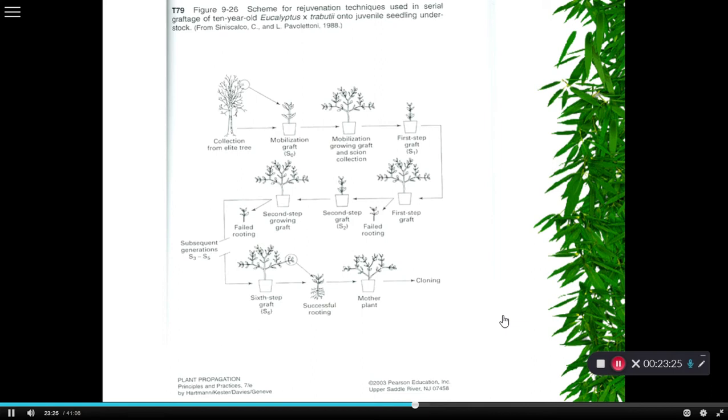And again, it can be trained into a tree form, but what's important here is now we have a shrub form of this plant. Genetically, it's the same as that elite tree, and we can take numerous cuttings off of it, root it, train it as a tree, and that was our goal. We achieved our goal through this serial grafting.